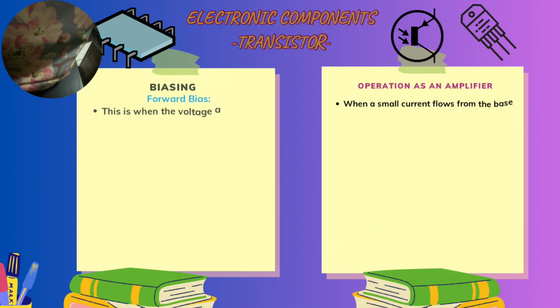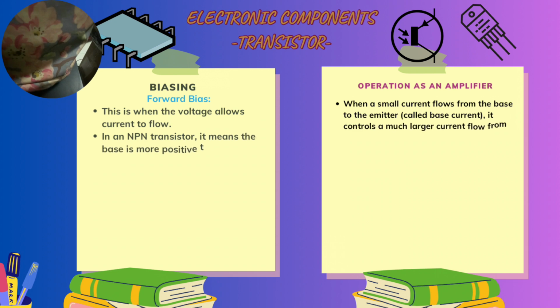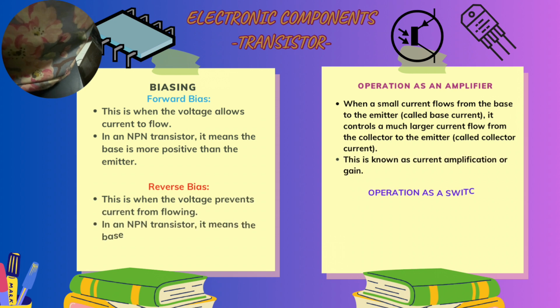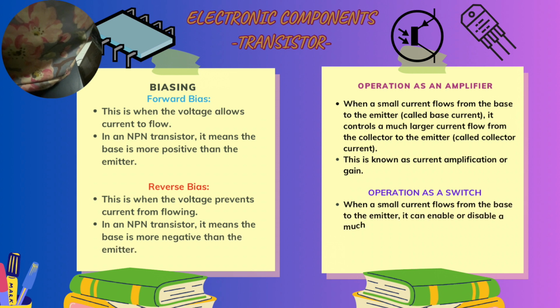A transistor also works in two states, which are forward bias and reverse bias, just like a diode. Forward bias happens when the voltage allows current to flow. In an NPN transistor, it means the base is more positive than the emitter. Reverse bias is when the voltage prevents current from flowing. In an NPN transistor, it means the base is more negative than the emitter. A transistor can operate as an amplifier or as a switch.